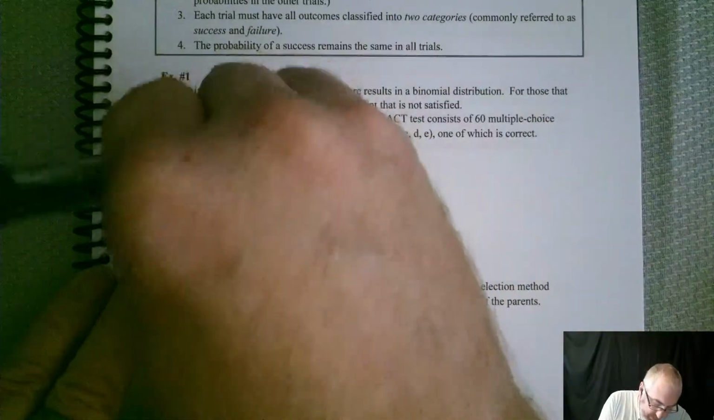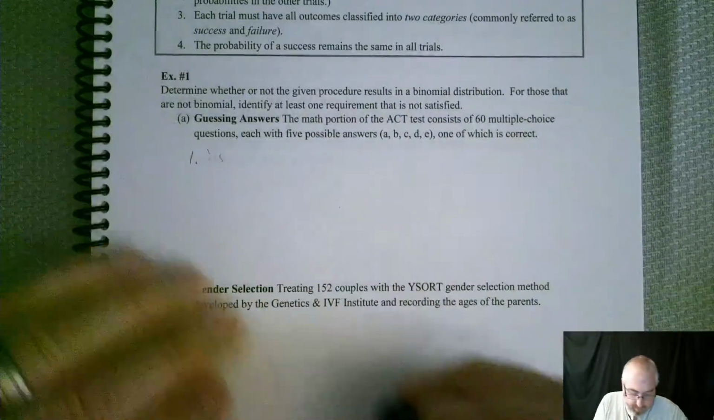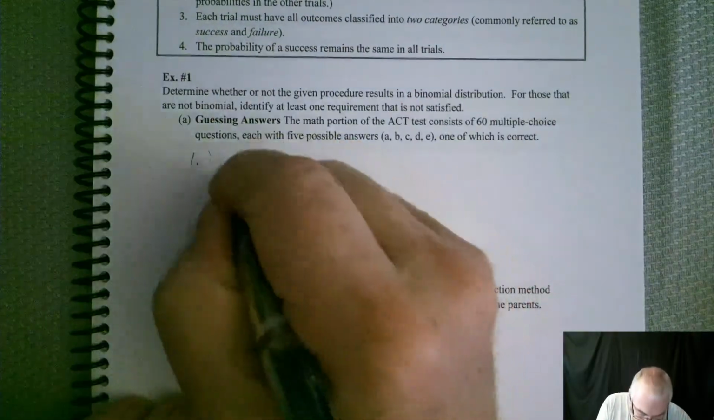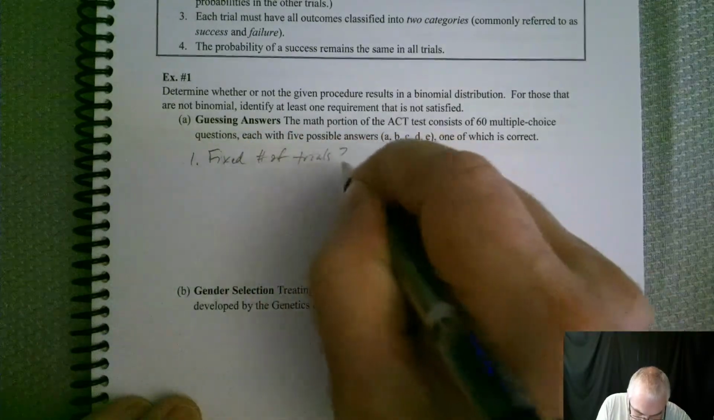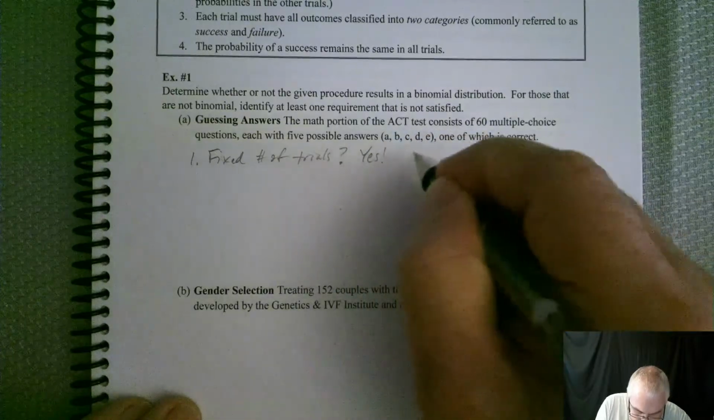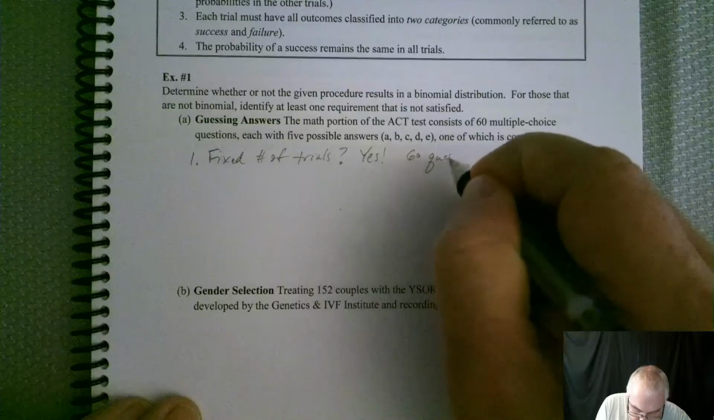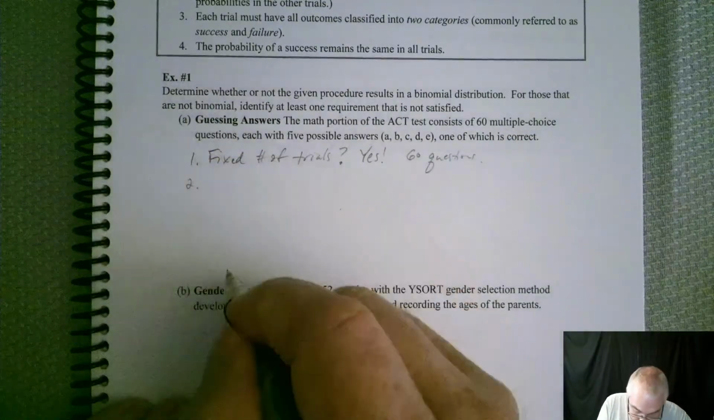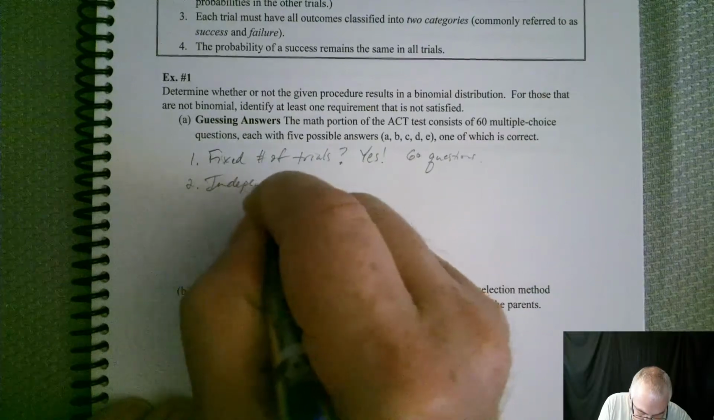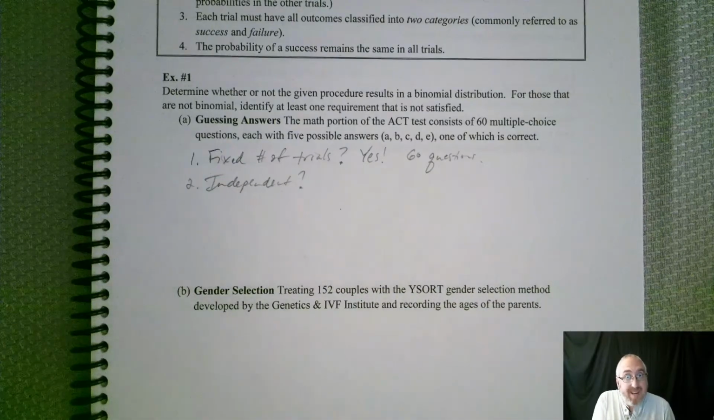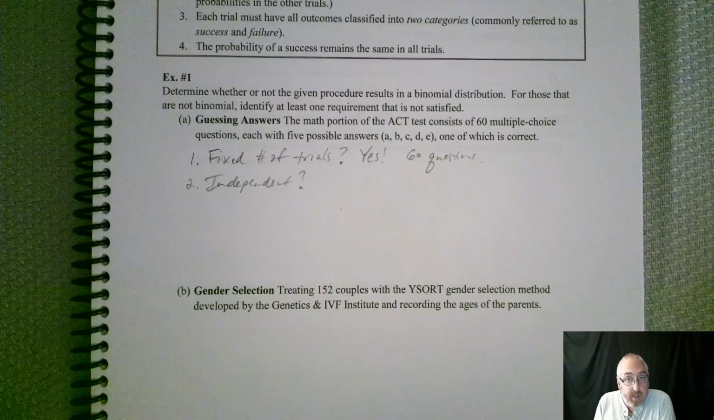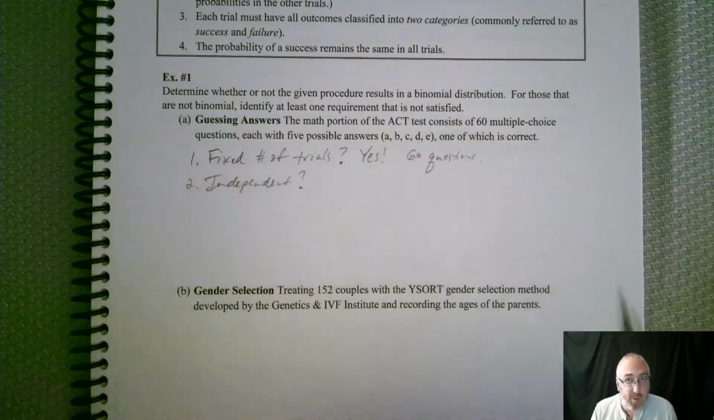Well, let me actually write down a little bit of a description. So fixed number of trials. Yes. So 60 questions. 2, independent. So remember, independent means, does the outcome of one question impact the outcome in another question? And in this case, it's a multiple choice test, so what you answer on one question is not necessarily relevant to the next one. So we're going to say yes, they are independent.